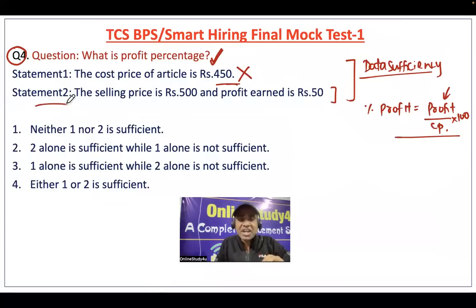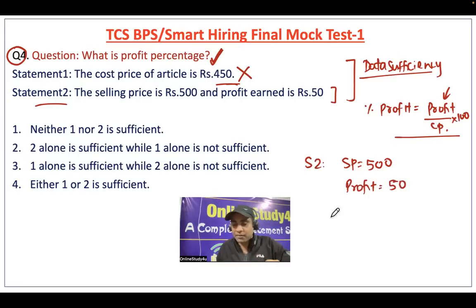Now statement 2, the selling price. So statement 2 we will take, the selling price is nothing but 500 and the profit is nothing but 50. So what will become cost price? We know cost price will be selling price minus profit, okay. So here selling price is 500 and profit is nothing but 50. So cost price is 450.